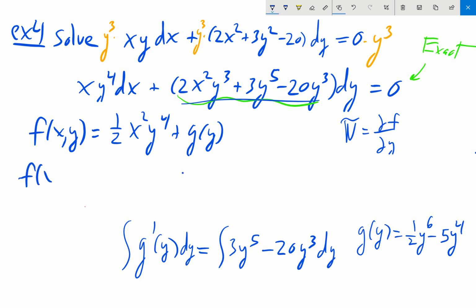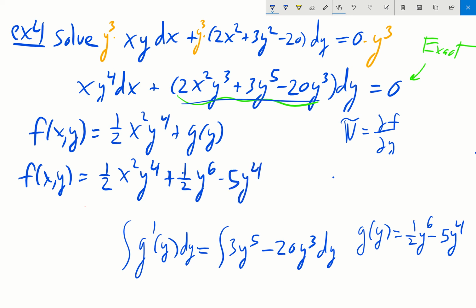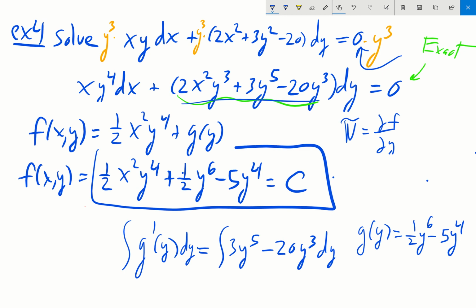So here's f of x comma y. This is 1/2 x squared y to the fourth plus g of y. g of y we now know is 1/2 y to the 6th minus 5 y to the 4th. Because the differential of f was 0, we know that this was equal to a constant. And so we've successfully solved this differential equation. Our solution is 1/2 x squared y to the 4th plus 1/2 y to the 6th minus 5y to the 4th equals C. Yay.